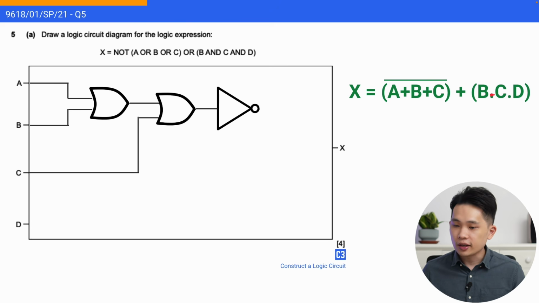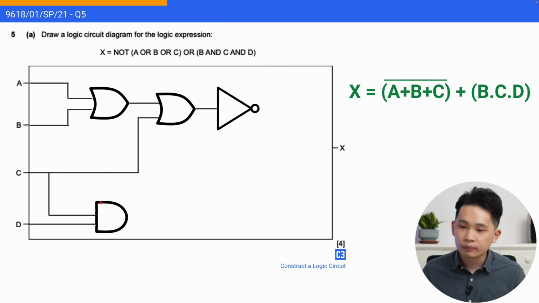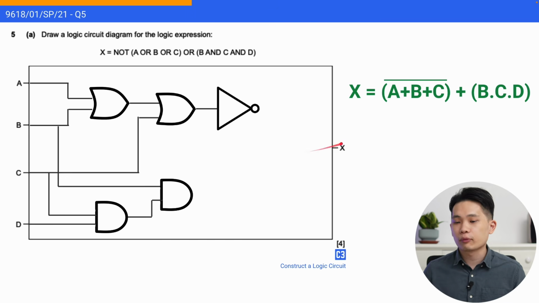And next we'll do this B dot C dot D. So first of all, we have this C and D at the bottom. So let's do C and D first. So C and D going to this AND gate here, and then B has to go into another AND gate here. So B comes into this AND gate here, and then the result from C and D goes into another AND gate here. So we are done with this B dot C dot D.